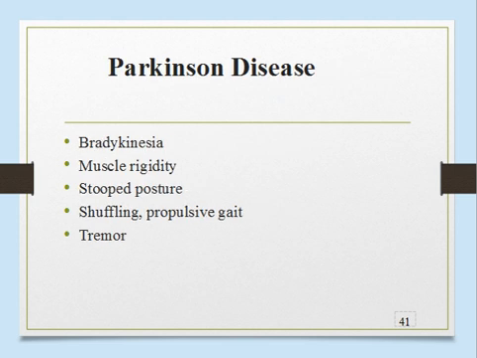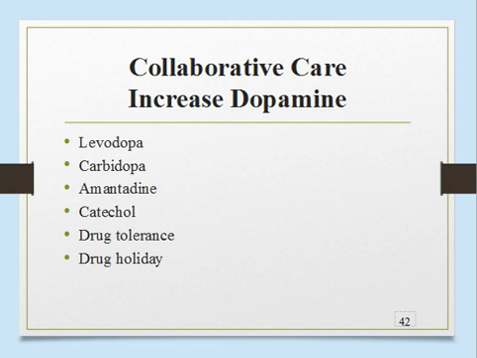Parkinson's disease. One of the main things that you will notice is bradykinesia, so a very slow movement, muscle rigidity, a stooped posture, kind of a shuffling, kind of propulsive gait, and a tremor. Collaborative care, you need to increase the dopamine. So the medications that you'd be giving are medications to increase dopamine supply to the brain, levodopa, carbidopa, some other medications.